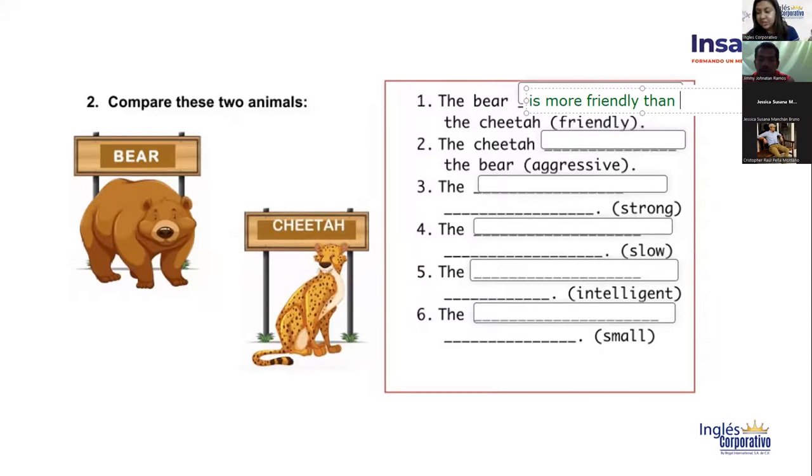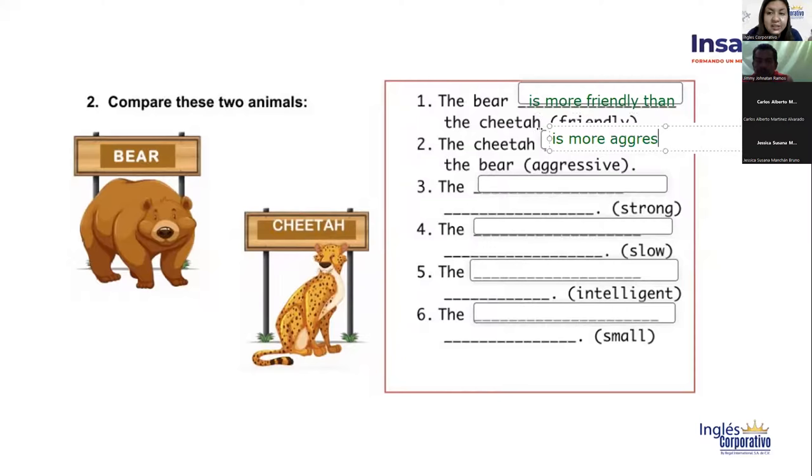Number two, the cheetah is more aggressive. More aggressive than the bear. Remember that we use than, the word than, more than.